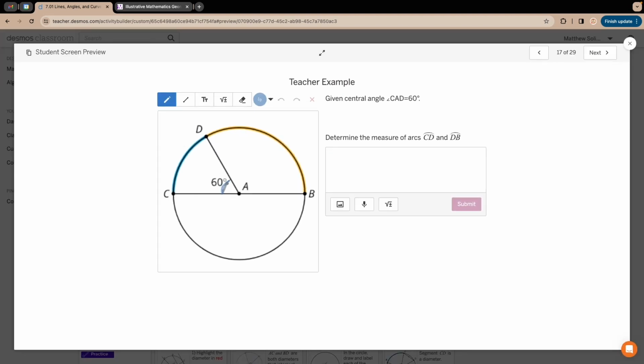So CD is easy. If this angle is 60, this central angle, it's equal to the arc it hits. So this one is 60. So arc CD here, I'm going to just highlight it and copy and paste. CD equals 60 degrees for that first one. Now, DB is a little harder. I'm going to do this in orange.